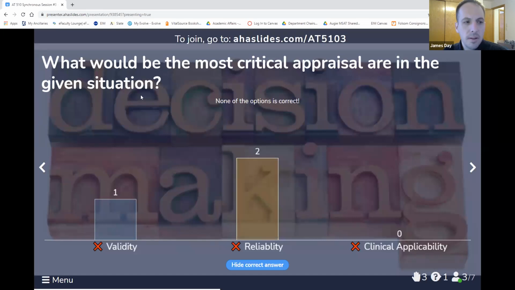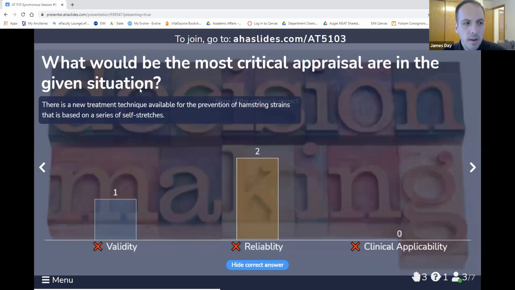But if we were going to go through with this, because it's a new treatment technique in the prevention of hamstring strains, we need to make sure that it is valid in the fact that their measures actually measure the prevention of hamstring strains. But that would be relatively simple to assess, so probably not as important.